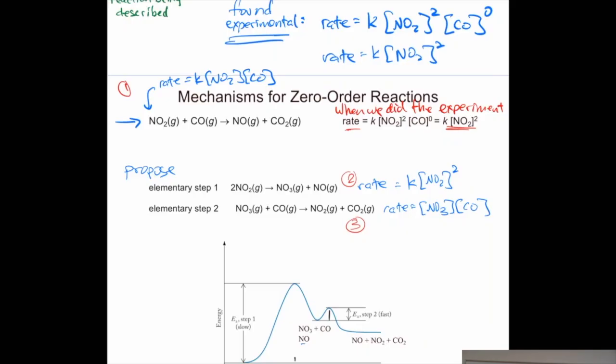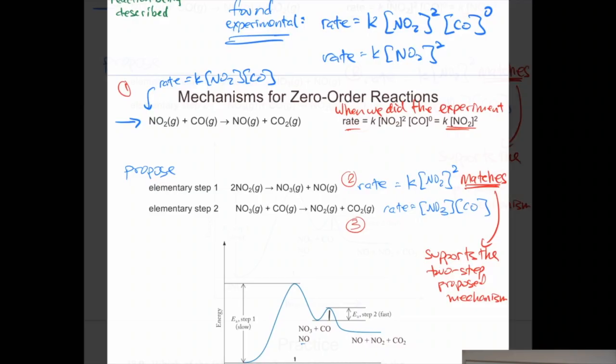This one matches. The fact that that matches supports the 2-step proposed mechanism. Doesn't prove it, but it supports it. But we have to imagine, though, how does it support it when the 2-step mechanism has another rate law, number 3? So if the proposed multi-step mechanism is right, what do we do about that third rate law?